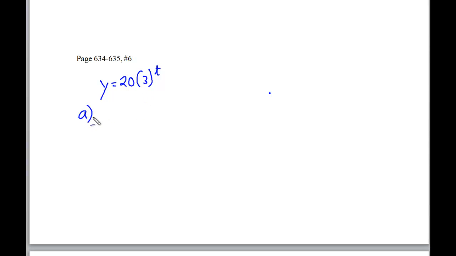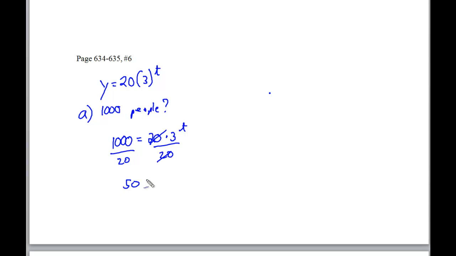So part A is asking for when would 1,000 people know? So when would 1,000 people know the rumor if it tripled every day? So starting with 20 people tripling every day, we're going to type in 1,000 for our y, 20 times 3 to the t, divide both sides by 20. This is one of my favorite problems here because we get 50 equals 3 to the t. And if you've been paying attention to the notes that I've given you, this has been in my notes in several places where 3 to the what power is 50.